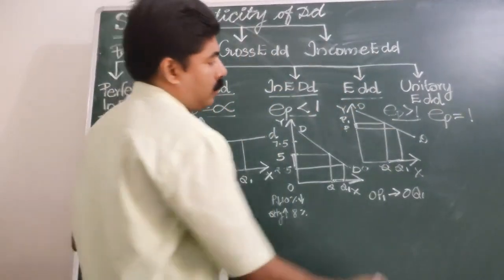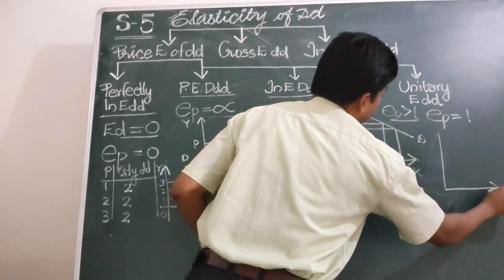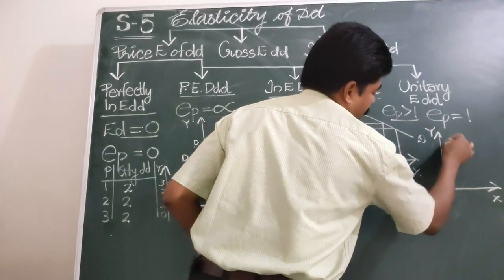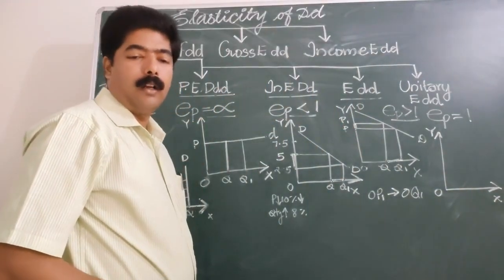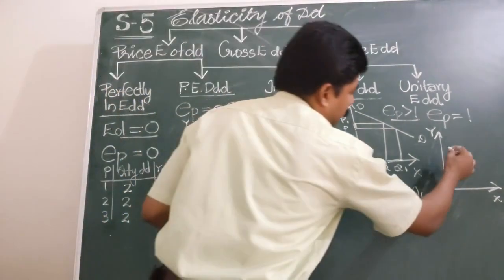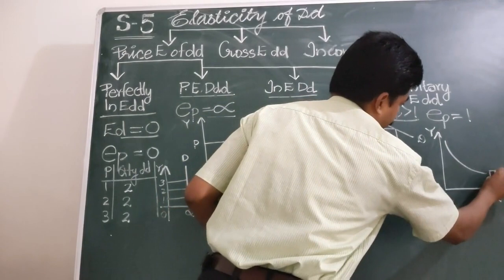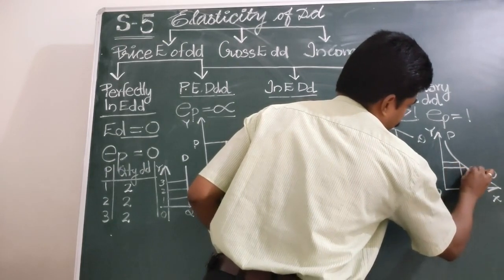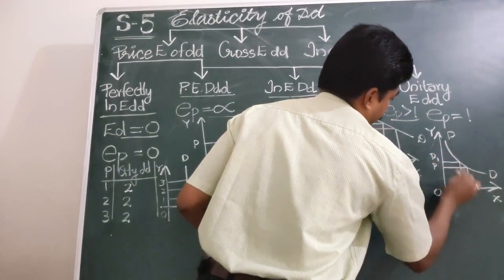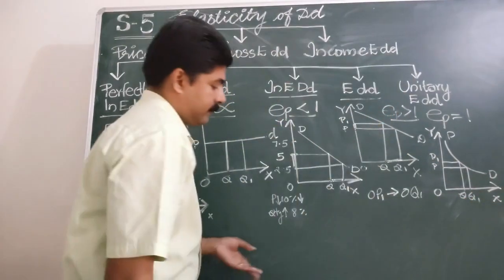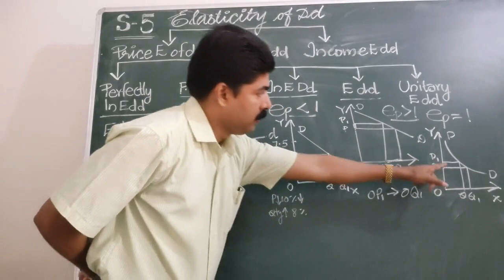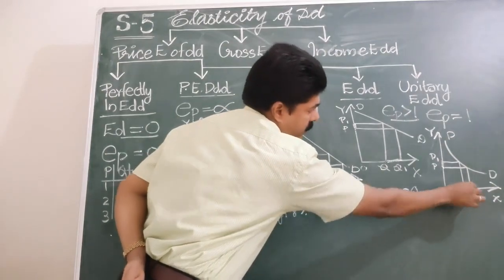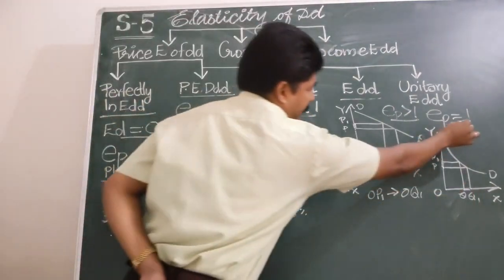In that case, we can also draw the diagram. Please draw it. Either you can use a straight line demand curve or a curve in nature. Look at this. P1, Q1. The percentage change in quantity equals the percentage change in price. This gap is equal to this gap, meaning both things are equal. So the value is equal to 1.